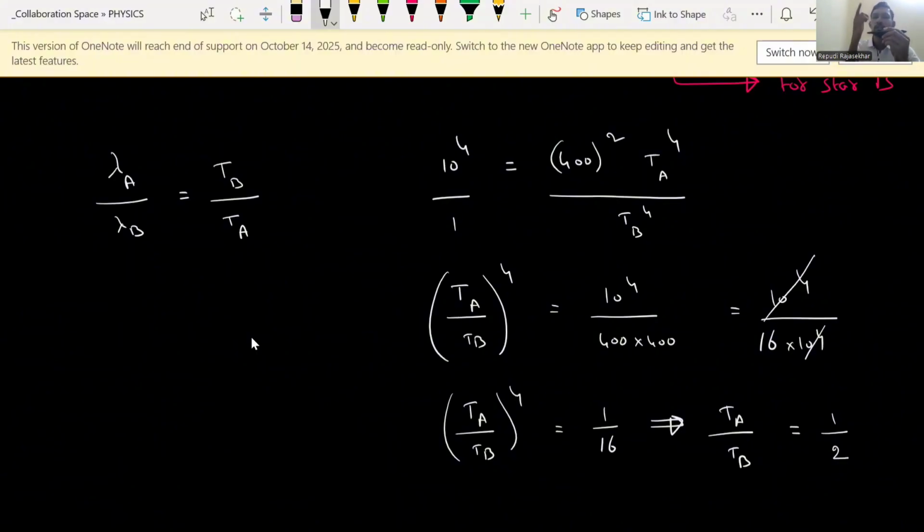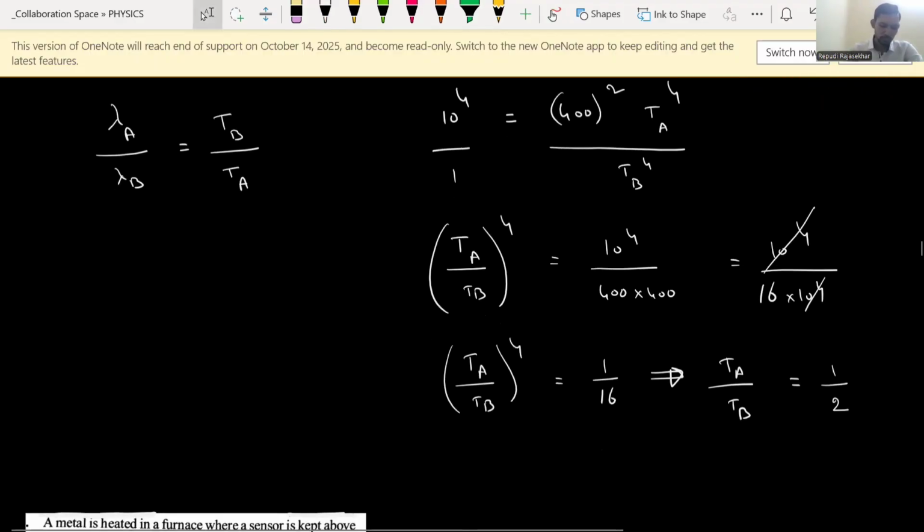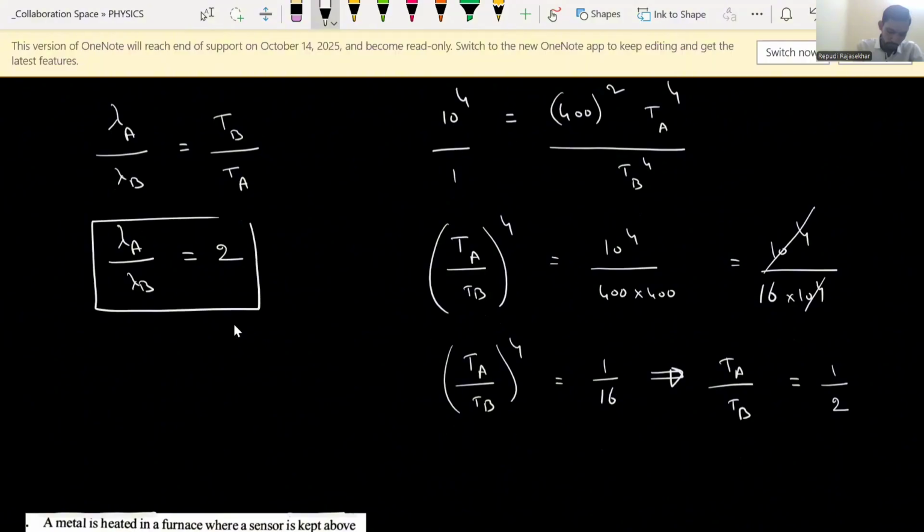This means as temperature increases, wavelength decreases. So temperature and wavelength are inversely proportional. So lambda A by lambda B equals TB by TA. So the wavelength ratio of A to B equals TB by TA, with TA by TB being 1 by 2, so it becomes 2. So this is the final answer for this question.